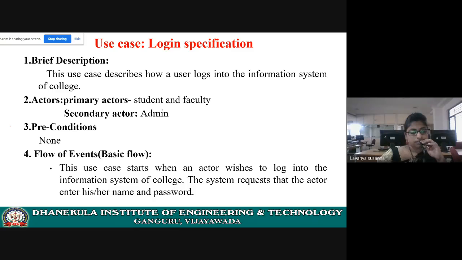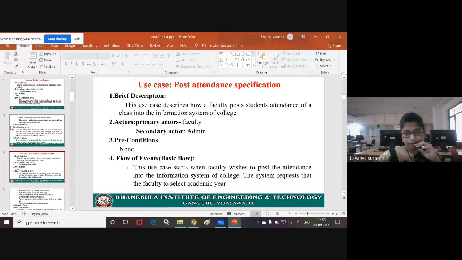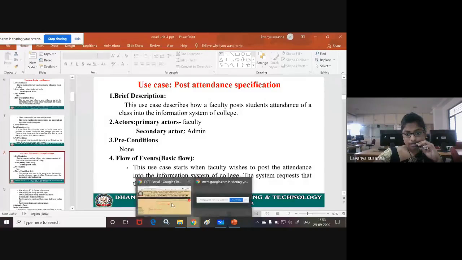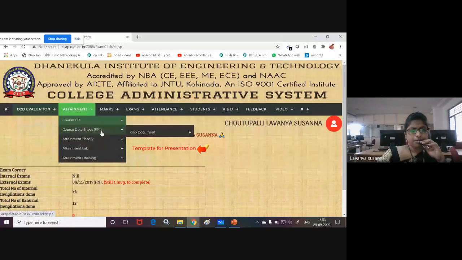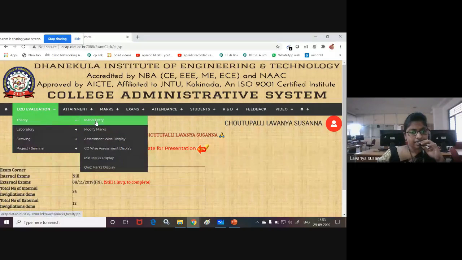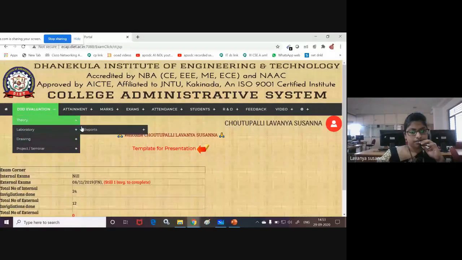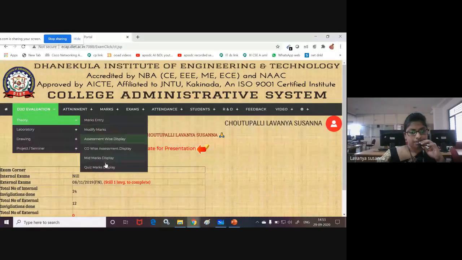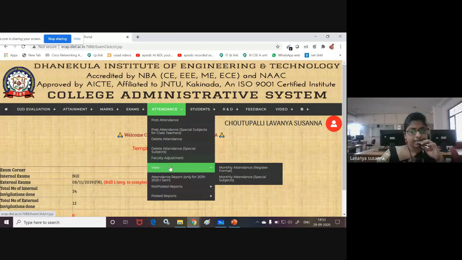Okay, students, I will discuss. Wait. Now, see here. There are many functionalities, right? I can enter the marks. I can modify the marks. I can view the CO marks. I can view the mid marks. I can view the quiz marks. Next, I can post the attendance. I can delete the attendance. I can view the attendance.